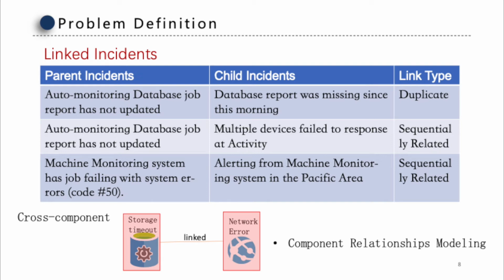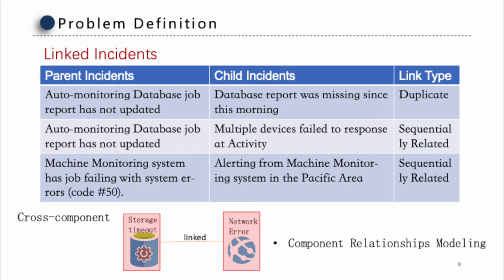Duplicate linkages are those linked incidents that refer to the same malfunction and are described from the same or different perspectives. So the first line in the table shows linked incidents where the parent and child incident titles are extremely similar, but with different styles of description. This is because in the ICM system, incidents can be reported by both humans and online monitors. So the linguistic style of the description for the same incident can be both different and the same.